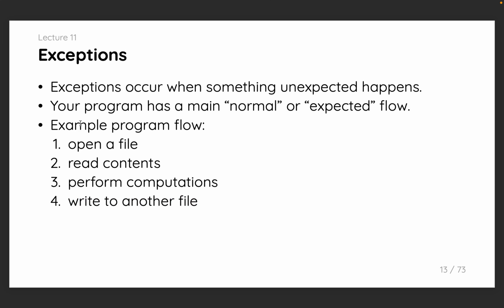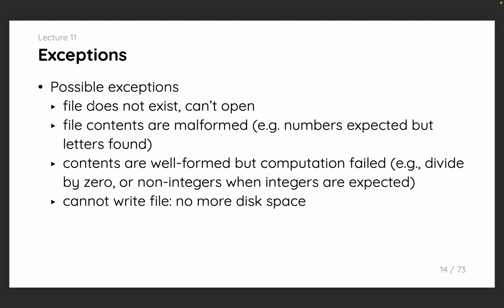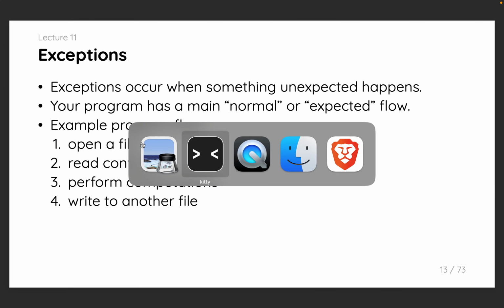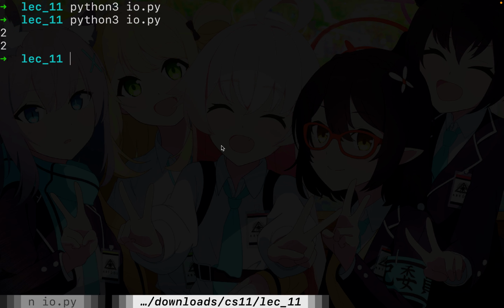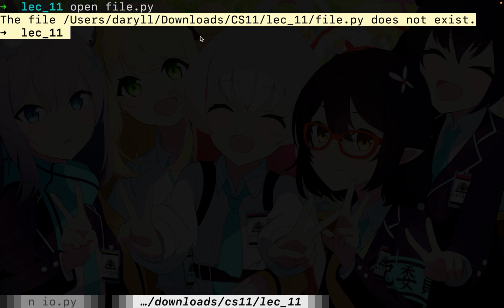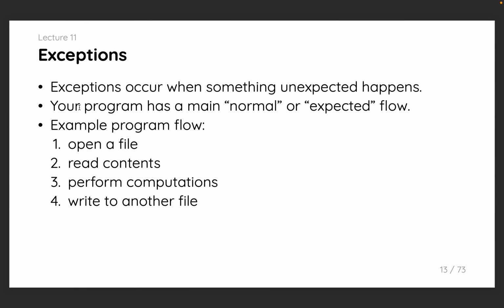Okay, so let's say we have a program that does something like this. What are some things that can go wrong when we have a program like this? Well, one thing is that the file that we're trying to open doesn't actually exist. So you can actually kind of see that if I try to open some random file that doesn't exist, in Bash it tells you something like this. In Python, the equivalent would be an exception.